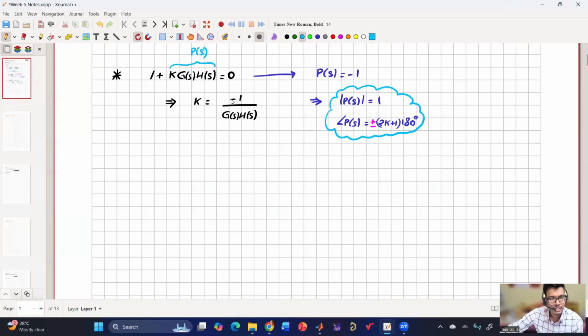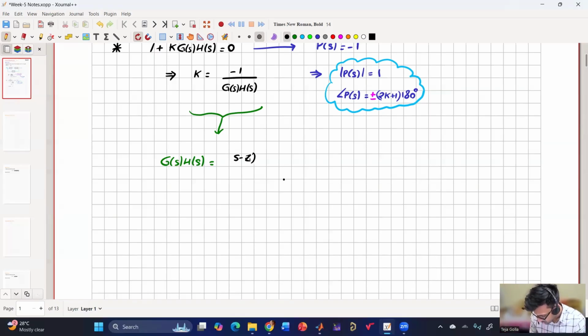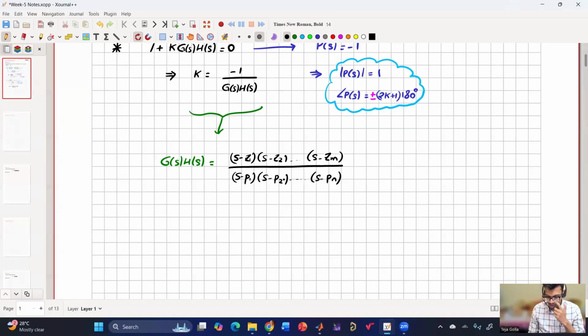Okay. So now k is equal to minus 1 by g of s, h of s, right? So if you consider from this point, and if we generalize, let us say g of s into h of s is a transfer function with m number of zeros as well as n number of poles. I can consider it to be (s minus z1) into (s minus z2) up to (s minus zm), m number of zeros. And then if we come down, we have poles p1, p2 up to some n number of poles.